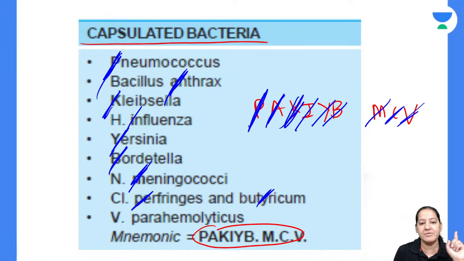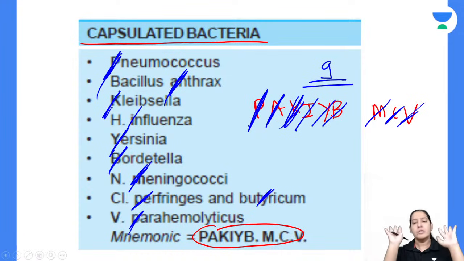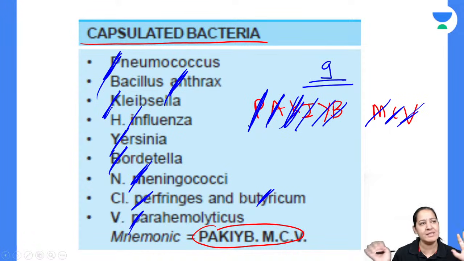And V is Vibrio, but it is not the main Vibrio cholerae. Please mind it. It is Vibrio parahemolyticus. So say the full form: Pakib MCV. So 1, 2, 3, 4, 5, 6, 7, 8, 9. Out of the 40, only 9 bacteria in the world are capsulated. Remaining all are non-capsulated. So decide, is Staphylococcus coming in this mnemonic? No, there is no Staphylococcus. That's why Staphylococcus is non-capsulated. Give me a thumbs up.